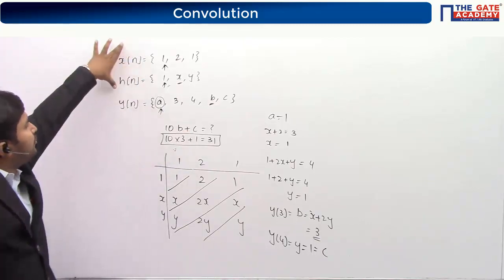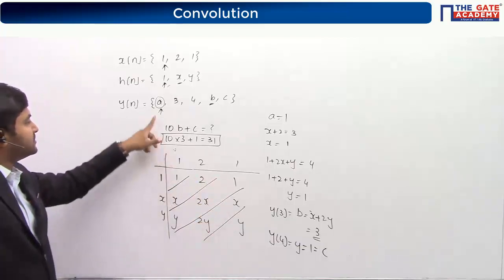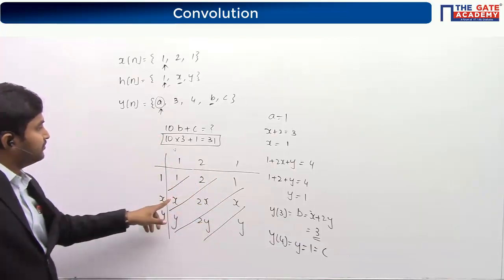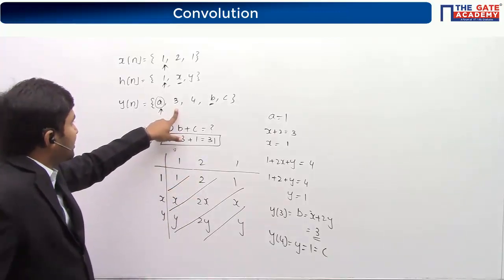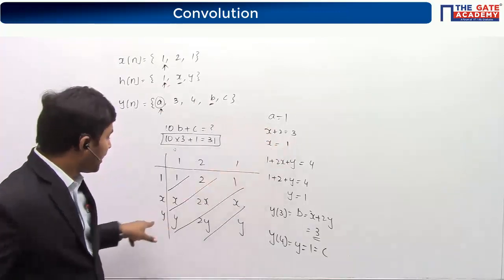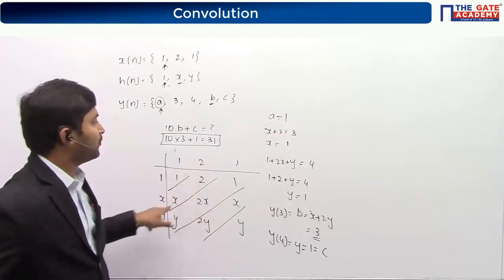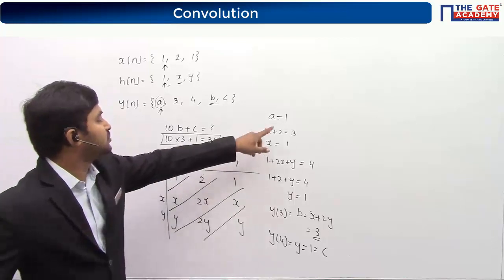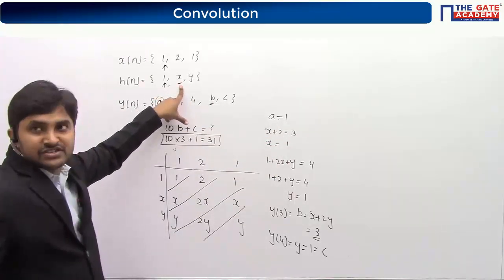As usual we are applying the tabular method. Once we apply the tabular method, we get the y of 0 value, y of 1. From y of 1, because it is already given to us as 3, and according to the table it is x plus 2, so x plus 2 is equal to 3, so x is equal to 1. So we found the value of x here.